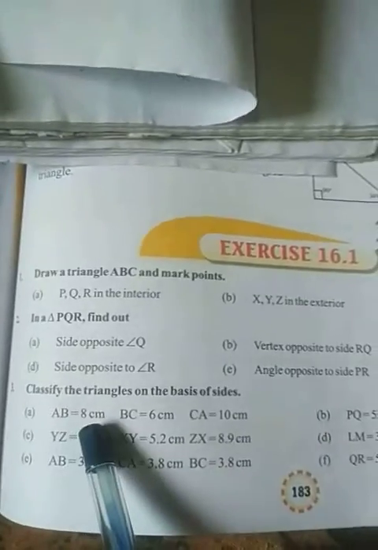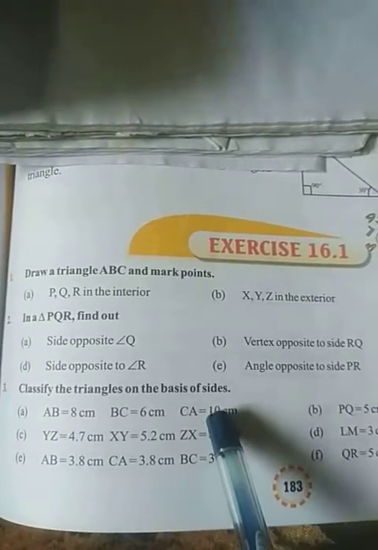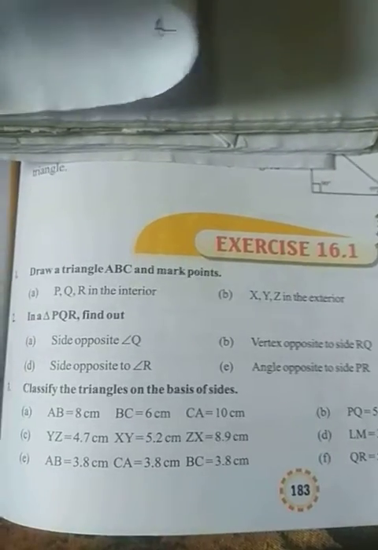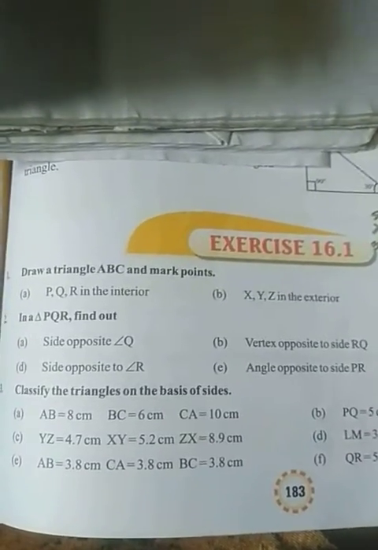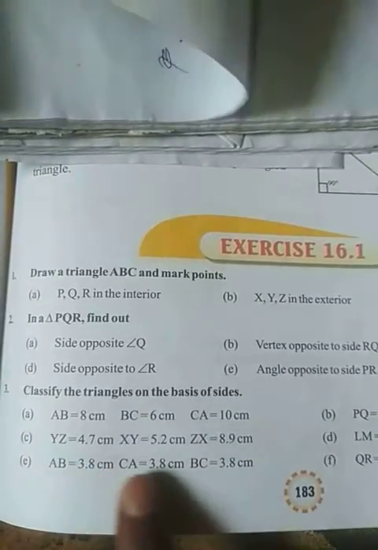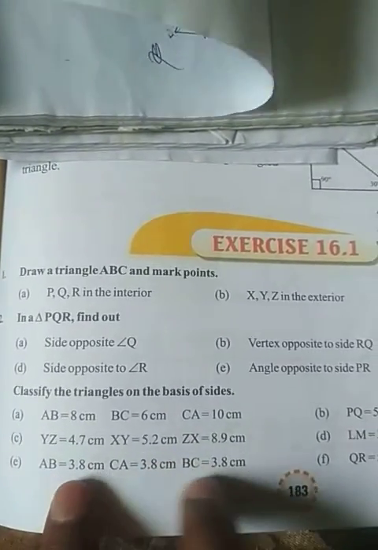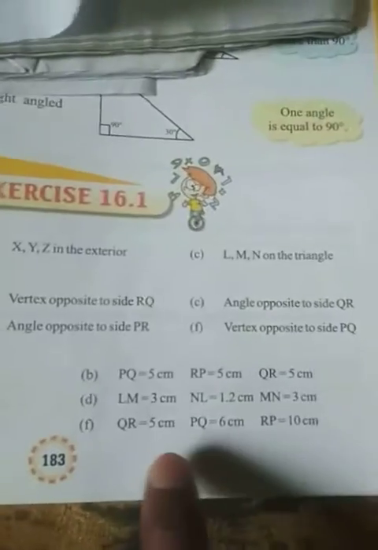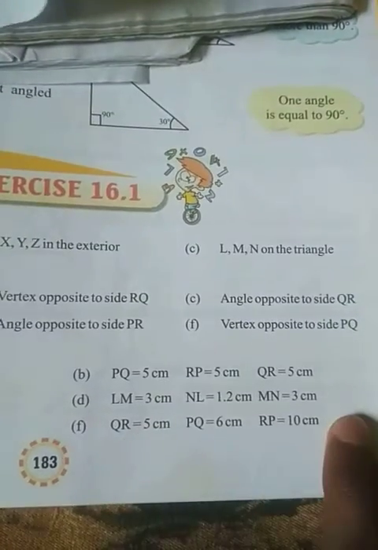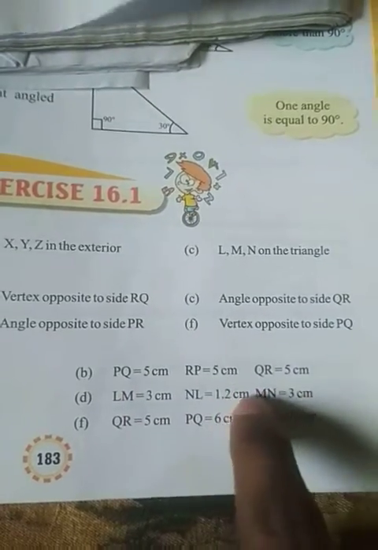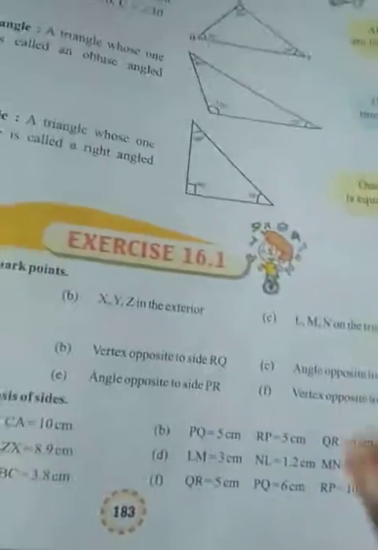Now classify the triangles. Look at that. Here side AB equal to 8, BC equal to 6, AC equal to 10. You can see that all sides are different in size. So that is a scalene triangle. Look at that. This is AB equal to 3. These 3 sides are equal. So this is an equilateral triangle. Similarly, this is a scalene triangle. Here you can see 2 sides are equal. One side is different. So this is an isosceles triangle.